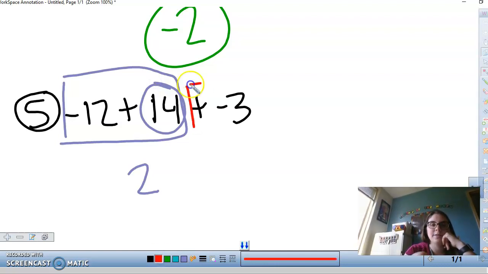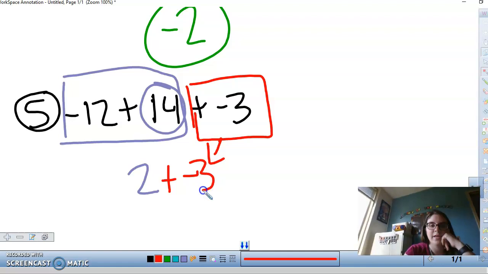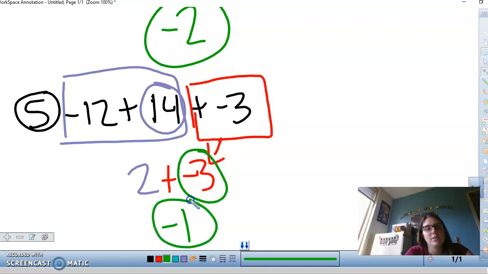However, I'm not done because I still have this part over here. So I'm going to bring that down. So I have plus -3. And those are 2 plus -3. They're different signs, so that means I'm going to subtract. So 3 minus 2 is 1. And then I know it's going to be negative because my bigger number is negative. My bigger number is 3, which is negative. So there's my answer of -1.